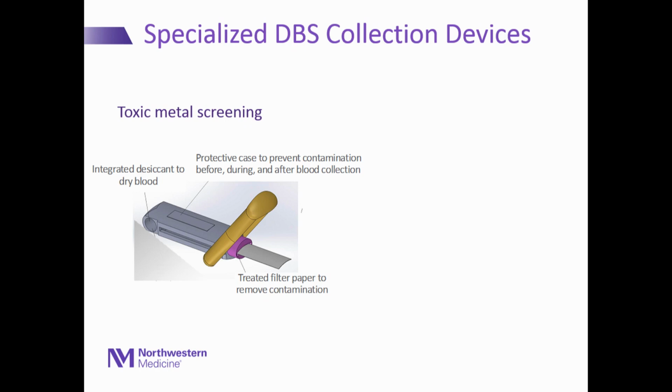The case is designed so that it protects the filter paper before, during, and after blood collection, which we found is very critical, because it's very easy to contaminate a sample after or even before collection, after we wash the filter paper. And then there is an integrated built-in desiccant so that we can collect the drop of blood, close it immediately, and the blood is dried within the device. This is what we're using for heavy metal screening right now with newborns, but it could have field applications as well.